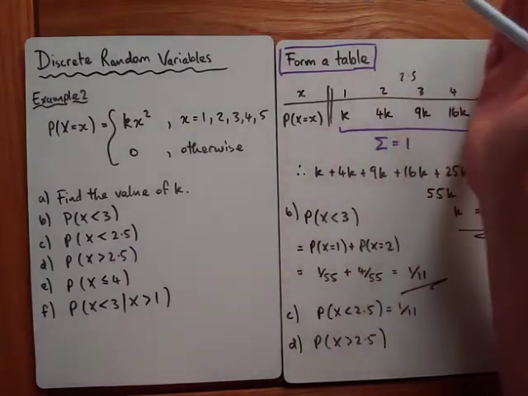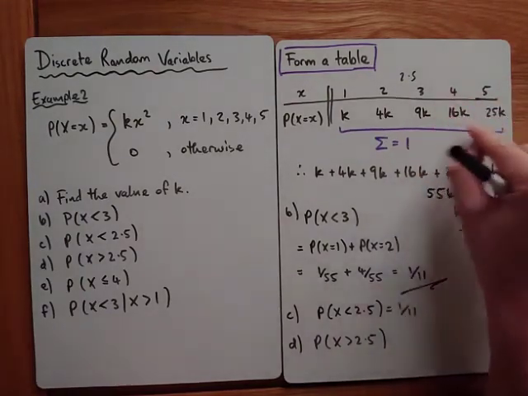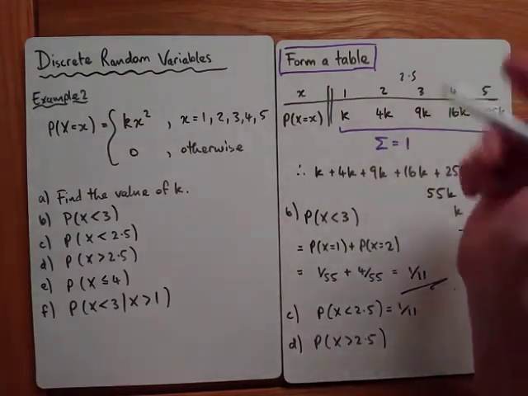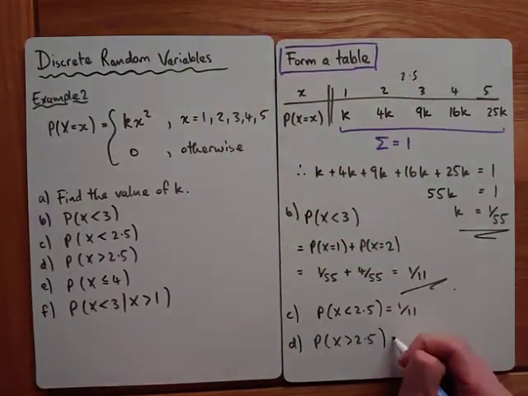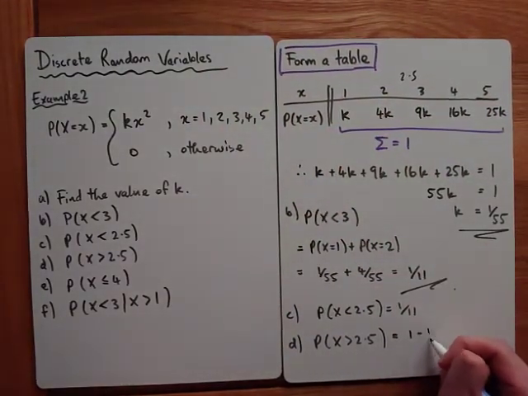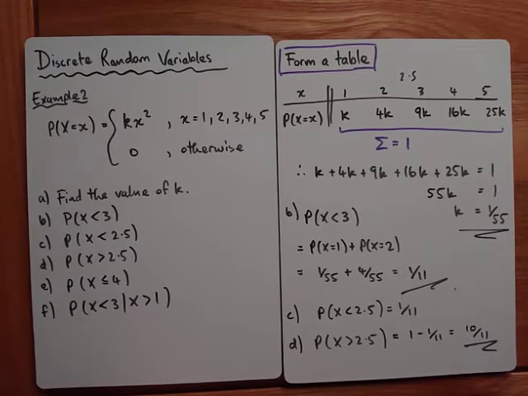So more than 2.5 would be this, or this, which we could add up. We want this one, or this one. But basically we don't want those ones, and I already know what they were, so I'm just going to do 1 minus the other ones. And with a quick calculation, you can get 10 over 11. Okay.